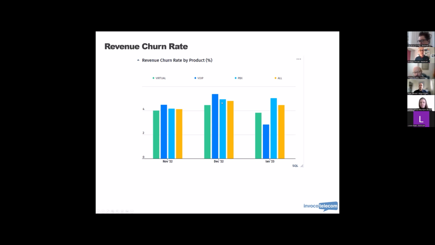But the really important thing about this graph is looking at the trends. So if your revenue churn rate or your churn rate is slowly increasing over time, that obviously indicates there's something in the business that needs to be addressed, whether it's pricing strategy, we're not competitive in the market anymore. Maybe there's customer service issues, technical issues, and so on. So that's a really important trend for us to measure.